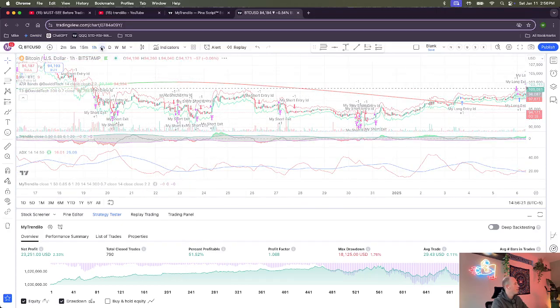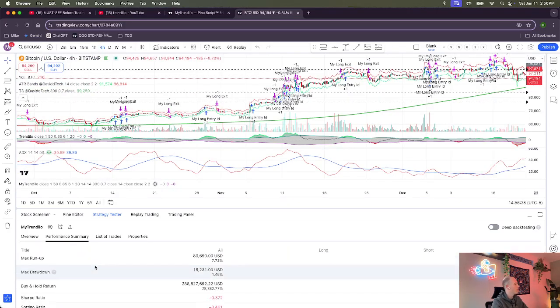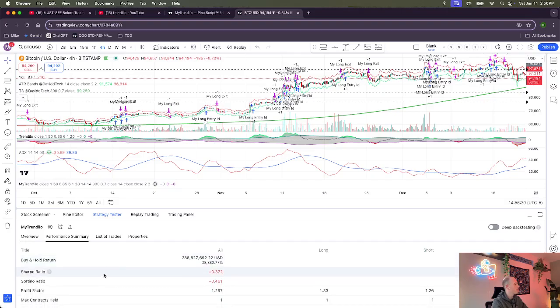on Bitcoin. The 4 hour was the best. This was 56% with 1.2, and a 1.45 drawdown, which isn't the worst, but still not a great Sharpe ratio or Sortino score.